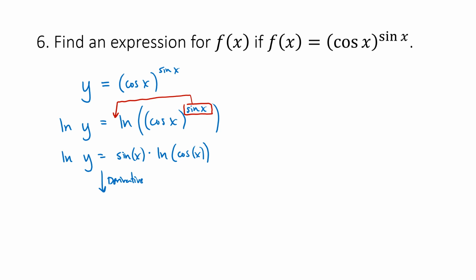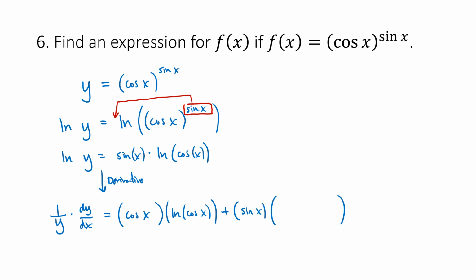On the left-hand side, I'm using the chain rule. The derivative of natural log of y is 1 over y, multiplied by the derivative of my inside function. My inside function was y, so my derivative of y is dy/dx. On the right-hand side, I'm using the product rule. So it's the derivative of the first function, multiplied by the second function, plus the first function, multiplied by the derivative of the second function. The second function is natural log of cosine of x, so there I'm using the chain rule. It's going to be 1 divided by the cosine of x, multiplied by the derivative of cosine x, which is minus sine x.